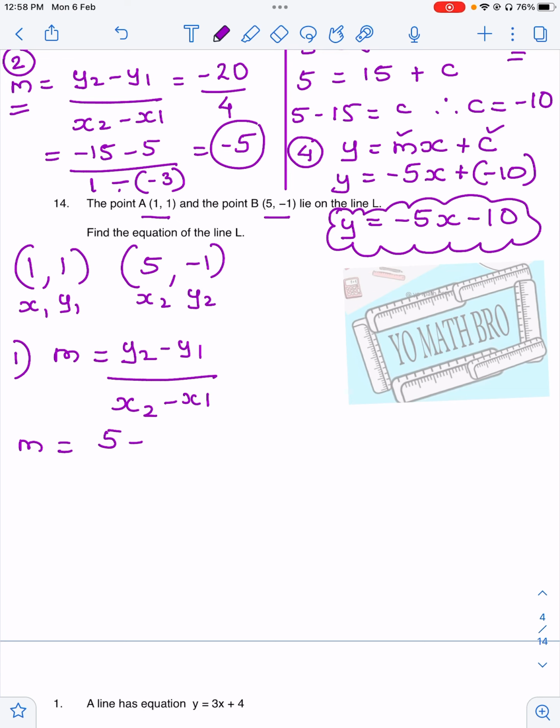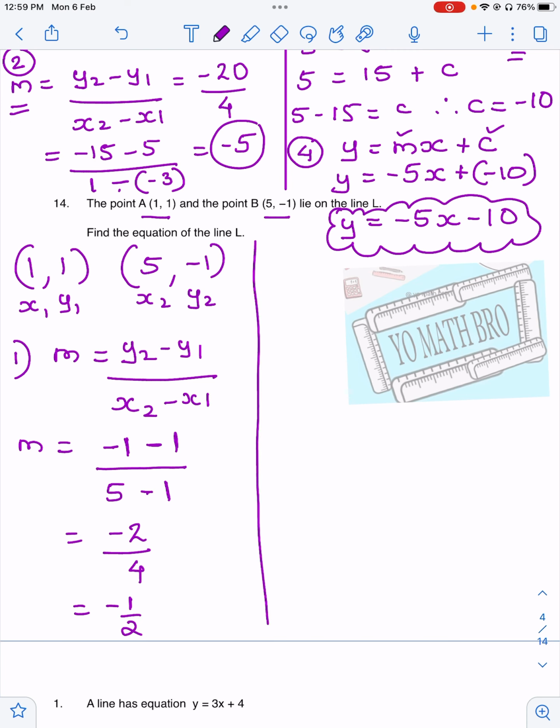So y2 here, please be careful. y2 here is -1. Sorry. And y1 is 1, divided by x2 is 5, which I wrote up. Sorry for that. And x1 is 1. So this gives me -2 divided by 4. I divide it, I get minus half. So I have got m as minus half.